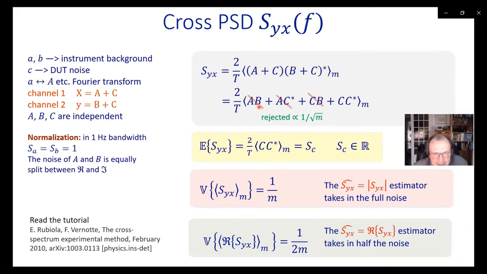Being A, B, A, C, and C, B statistically independent, the product is rejected by a factor proportional to 1 over square root of m when we average on m realizations. So when you look at the mathematical expectation of this, you just delete all these terms and you find 2 over T times C C complex conjugate, which converges to the spectrum of the device under test. Interestingly, C C complex conjugate is real. But this product is complex.